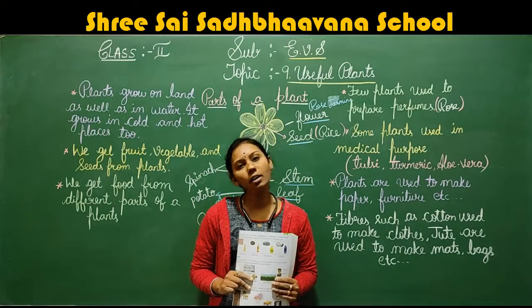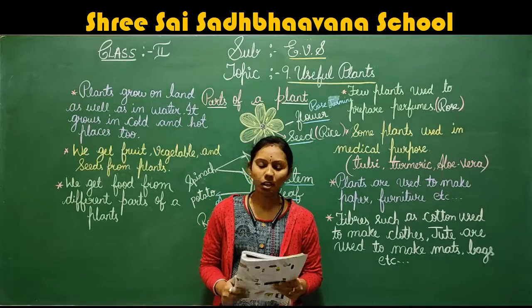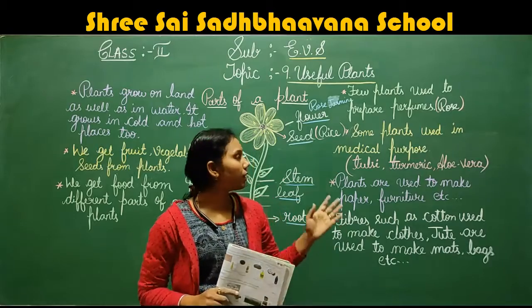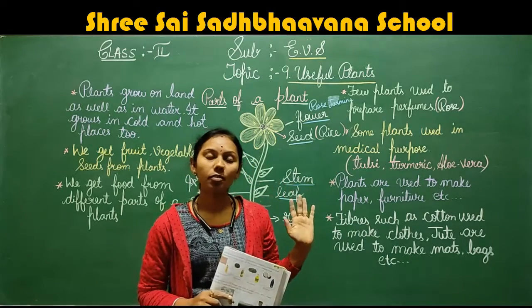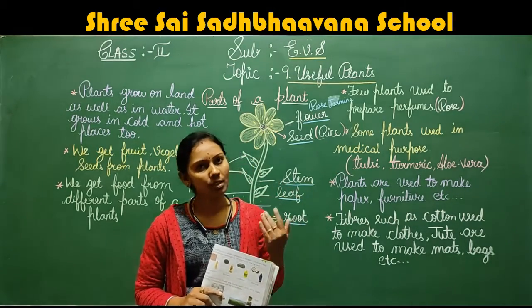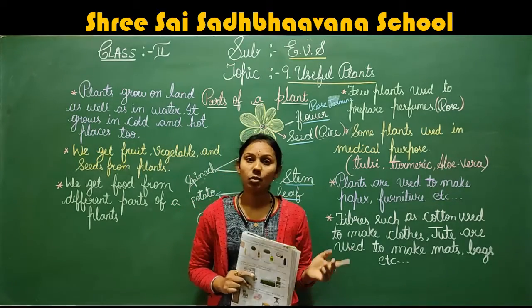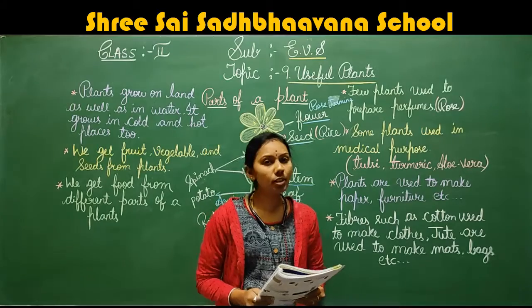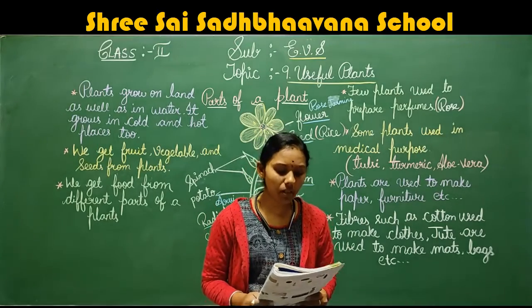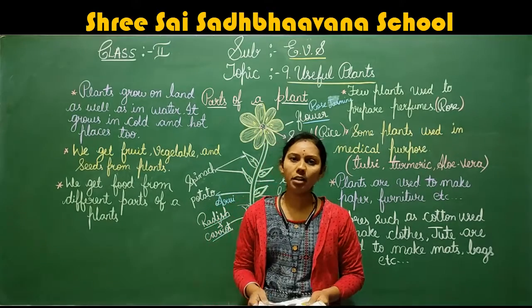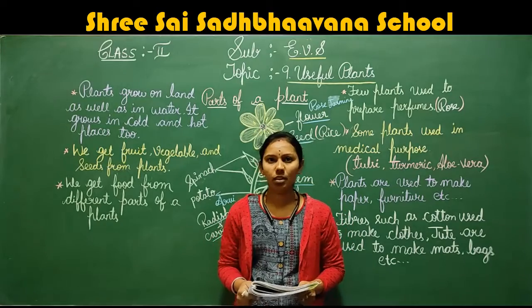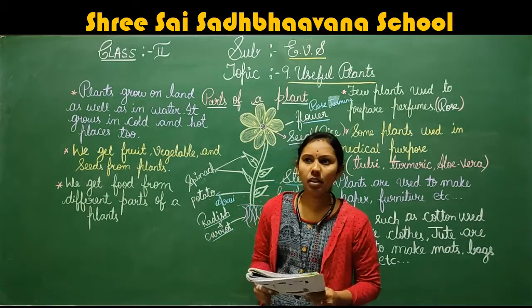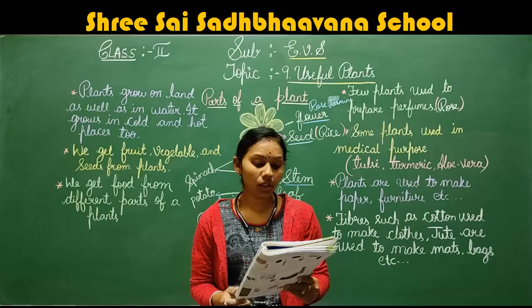Juicy fruit and dry fruits also. Okay, now vegetables. From where are you getting the vegetables? From the plants itself. What are the types of vegetables you are getting from the plants? Root vegetables, stem vegetables, leaf vegetables and flower vegetables. Okay, we are finished with this. Let us move to the next point now.